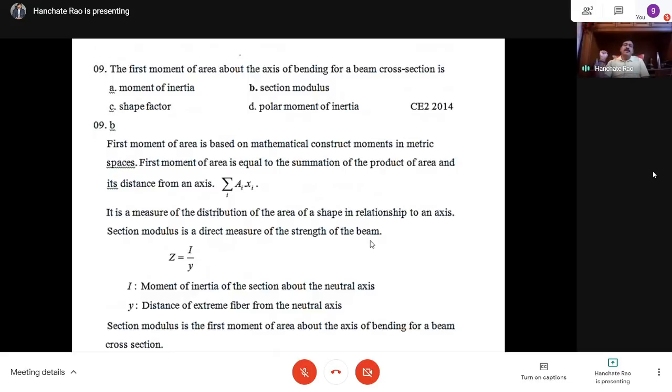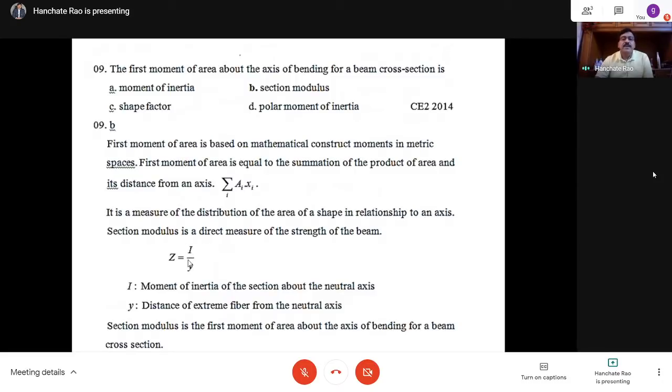The first moment of area about the axis of bending for a beam cross section is moment of inertia, section modulus, shear factor, or polar moment of inertia. First moment of area. What is first moment of area? First moment of area is A into X. If you take the summation, first moment, it is sigma area into Xi. Or I will explain in a better way. What is section modulus after all? Section modulus is equal to I by Y.